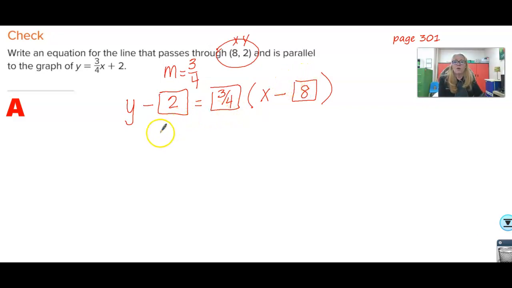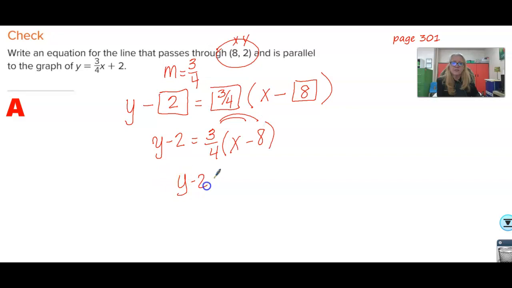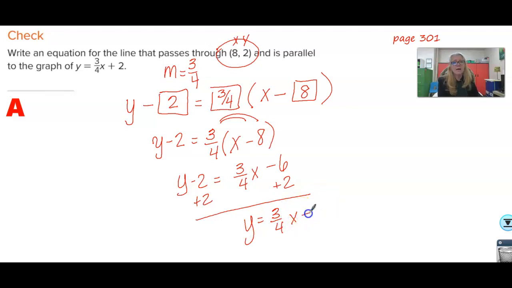They don't say what format they want, but since this one is in slope-intercept form, I think we'll assume they want slope-intercept form. And they wanted slope-intercept form on the last one. So we have y minus 2 equals 3/4 times (x minus 8). All right, distribute. y minus 2 equals 3/4 x minus 6. You would just do 3/4 times 8. And then the last step is to add 2 to both sides to get y by itself. And our equation is y equals 3/4 x minus 4.